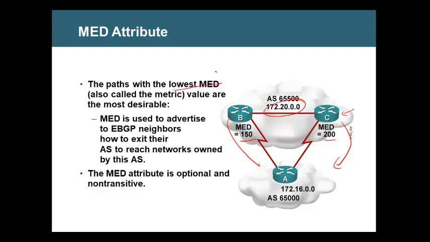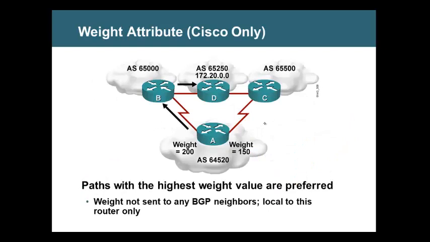Weight is a Cisco proprietary attribute. Weight is an optional attribute. See, this is the same as local preference, but the difference is local preference is for all the routers, right? When you set it on one router, it is advertised to all the routers in IBGP. The default weight is 0, but if you go to A and give more weightage to B, then traffic will go this way.